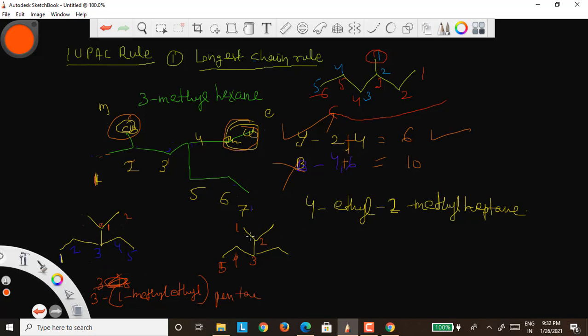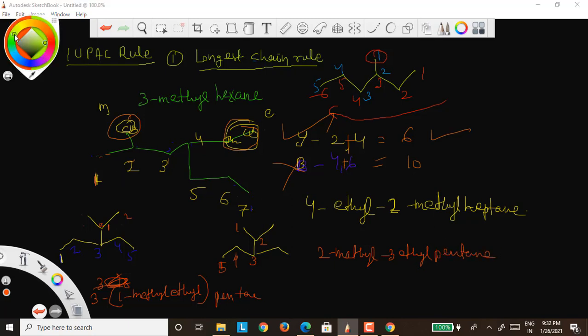Whether this is correct, or if you give it like this, 2 methyl is coming. Here the substituent is 3 ethyl. So 2 methyl, 3 ethyl, pentane, which is correct. So out of the 3, both cannot be correct. Any one should be correct. So the number of longest chain is the same in both cases.